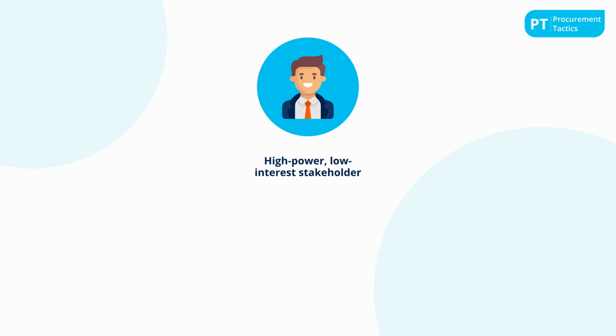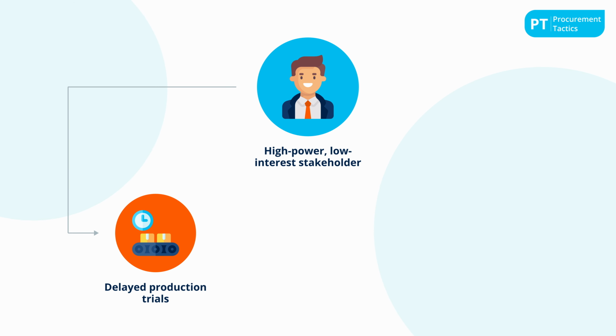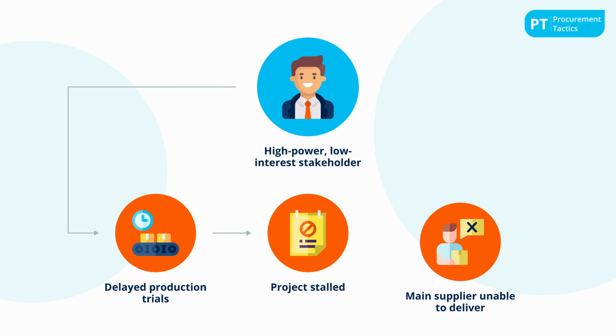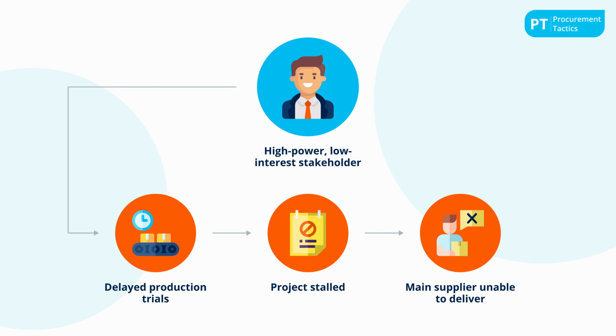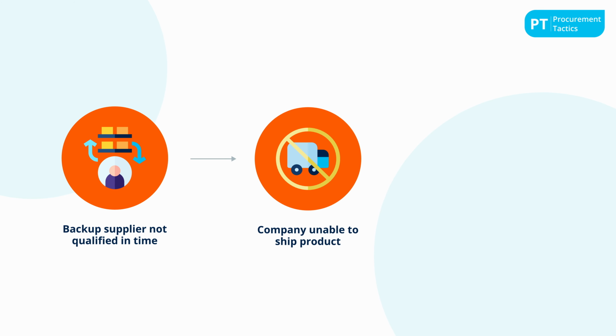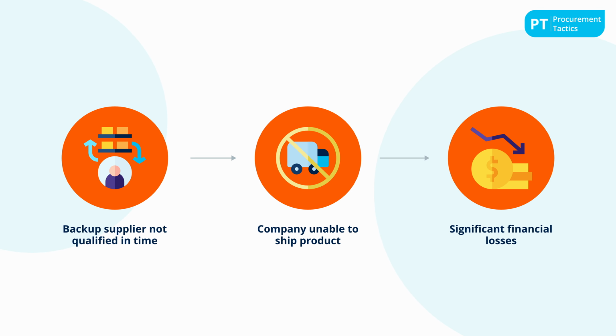The project moved forward and appeared to be on track until the final step. A critical stakeholder with high power but low interest kept delaying the production trials. Since the project lacked proper governance and escalation procedures, everything stalled. Then just one month later, the main supplier faced technical issues and was unable to deliver packaging materials right in the peak season. Because the backup supplier hadn't been qualified in time, the company was unable to produce or ship the product. This caused serious financial losses.